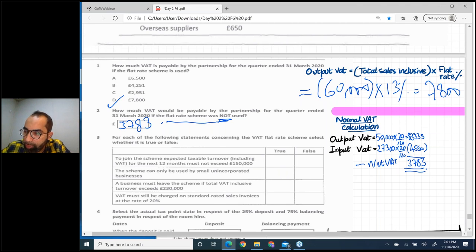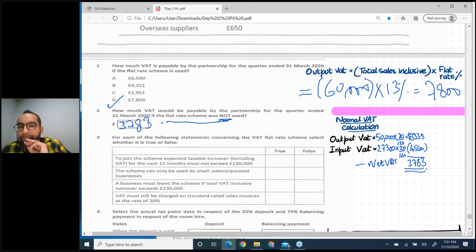Avoid. Yes. Good. Because using the flat rate scheme will cost you more. So it's a good idea to avoid. It's a very good idea to avoid this flat rate scheme.